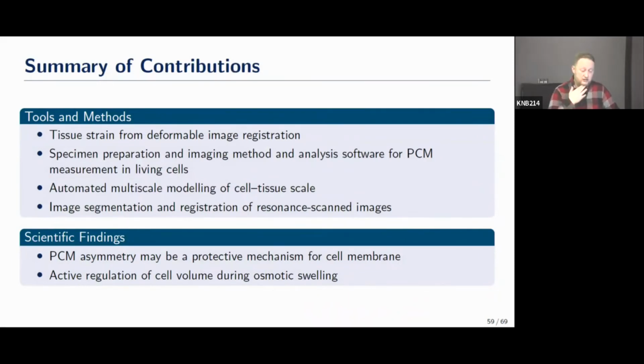There's a software package to do automated multiscale modeling at the cell to tissue scale, and then image and segmentation registration of these really rapid image acquisition time resonance scanned images. As far as scientific findings, we found this PCM asymmetry bias towards a thicker PCM below, and this may be a protective mechanism for the cells. And also we found active regulation of the cell volume during osmotic swelling.